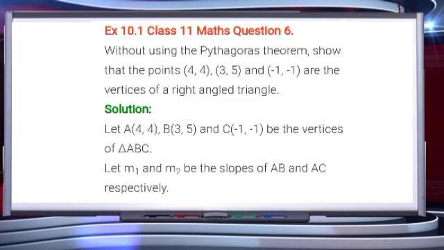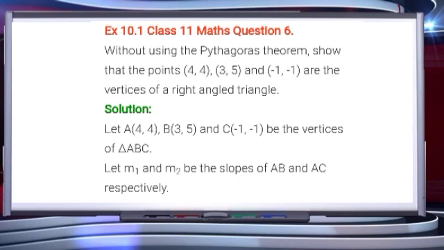Now next, question number 6 is: without using the Pythagoras theorem, show that these 3 points, that is (4, 4), (3, 5) and (-1, -1), are the vertices of a right angle triangle. So let us consider these 3 points as the vertices of the triangle ABC: A as (4, 4), B as (3, 5) and C as (-1, -1).